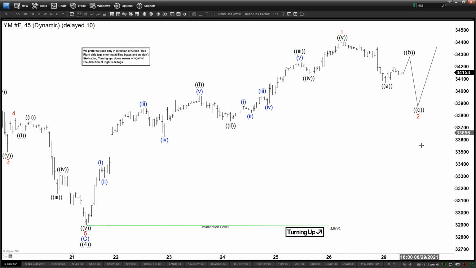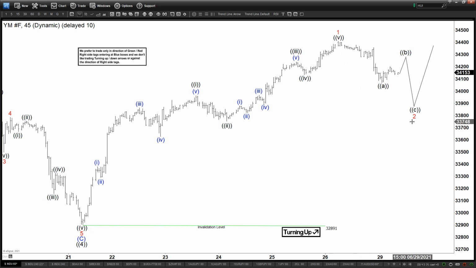As to how big the pullback will be, as always you need to see the first and the second leg fully formed before you can measure the extension for the C leg. Typically C is going to be between the 100% and 161.8% of the A. For now we can only estimate, without any clear area yet, because we still do not know where the B is going to be ending. So I think the idea is that as long as we stay above 32,891, then we could see at least another push higher that is going to break above this one right here.